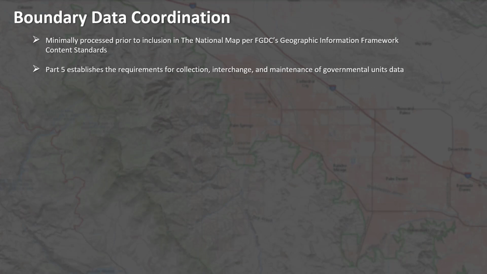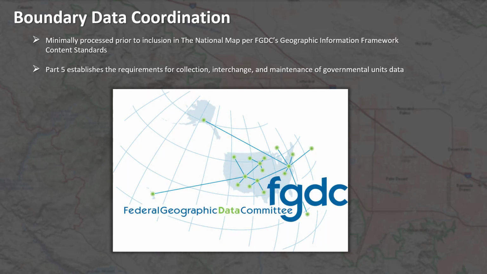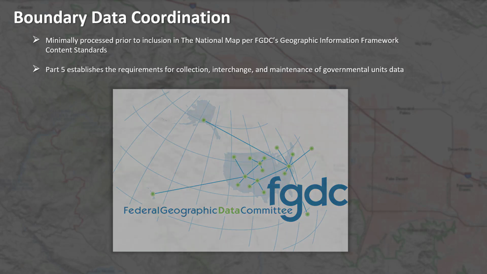The national map adopts federal partner boundary data with minimal editing or review by USGS. This aligns with the intent of Part 5 of the Federal Geographic Data Committee's Geographic Information Framework Content Standard. Part 5, Governmental Unit and Other Geographic Area Boundaries, establishes the requirements for collection and interchange of governmental units and other geographic area boundary data and facilitates the maintenance and use of that information.